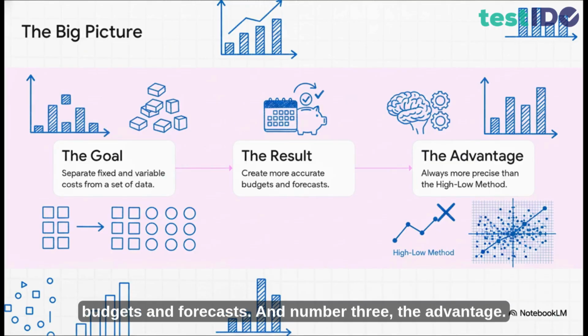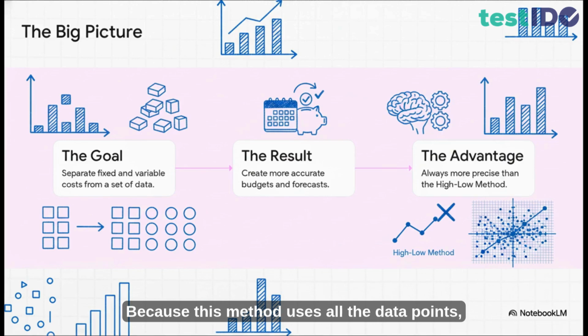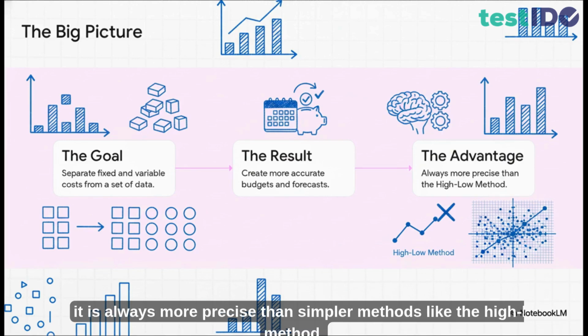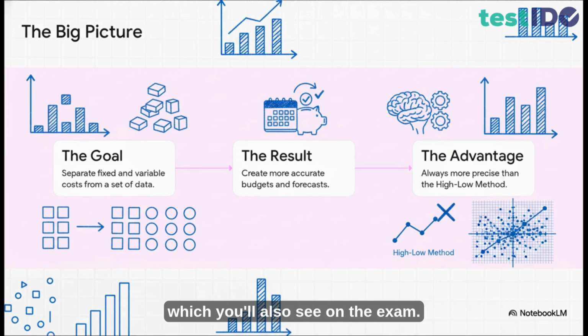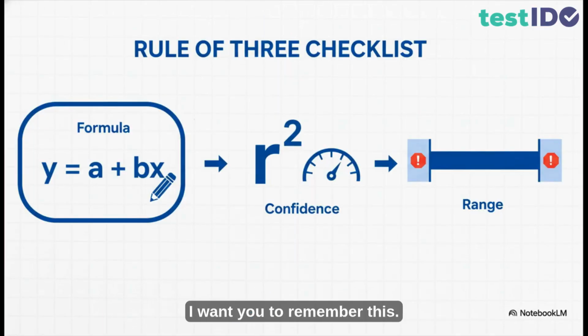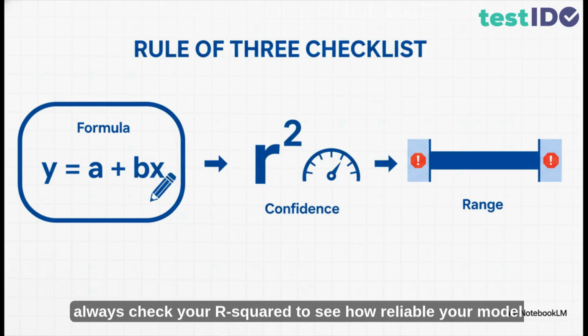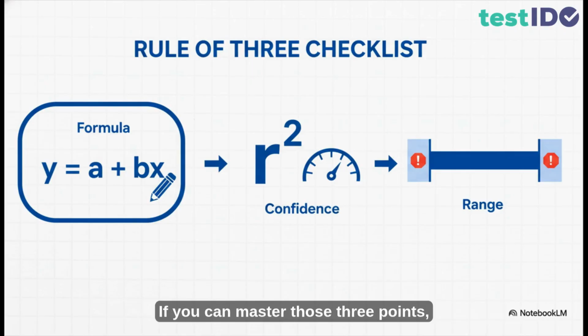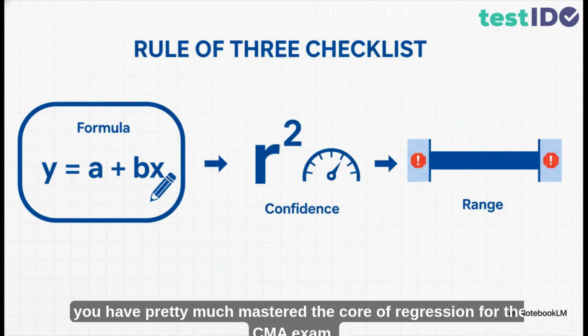And number three, the advantage. Because this method uses all the data points, it is always more precise than simpler methods like the high-low method, which you'll also see on the exam. So if you remember nothing else for exam day, I want you to remember this. Know the formula y equals a plus bx. Always, always check your R squared to see how reliable your model is. And please never make a prediction outside of the relevant range. If you can master those 3 points, you have pretty much mastered the core of regression for the CMA exam.